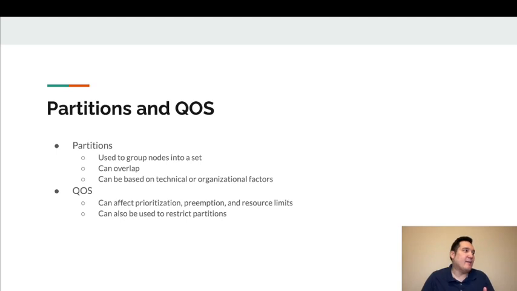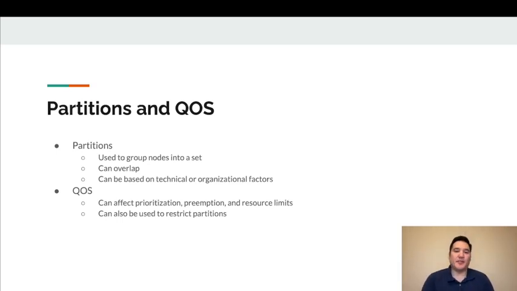I have a biosciences partition, and only members of the biosciences groups or projects can submit jobs to this partition. And then you can limit what partitions are seen by different groups or all sorts of things like that.